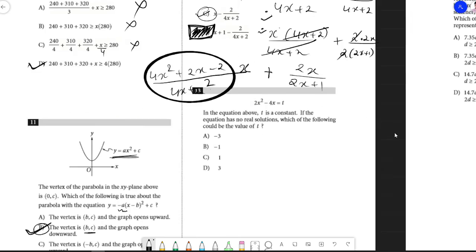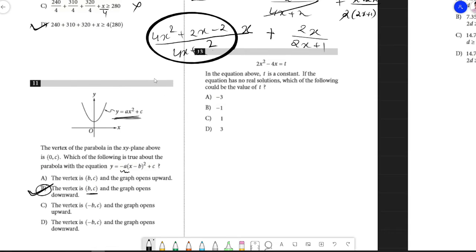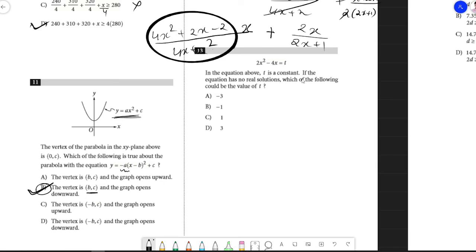Question 13. 2x² − 4x = t. t is a constant. If the equation has no real solution, which of the following could be the value of t? Okay. Equation has no real solution. What does that mean? This is a quadratic equation. I can write it as 2x² − 4x − t = 0. Now we'll find the discriminant. Discriminant is b², that is the square of the middle term, that is (−4)², minus 4ac, where a is the coefficient of x² and c is the constant term. It should be less than 0. Then only the real solution is not possible.